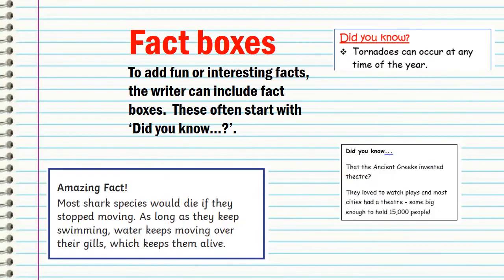Finally, today we're going to look at fact boxes. So these add fun or interesting facts, and the writer can include these fact boxes, and they often start with did you know? So here's an example. Did you know tornadoes can occur at any time of year? So this information might not fit under any of the subheadings, but it might be a really interesting, fun fact that the writer wants to tell the reader about.